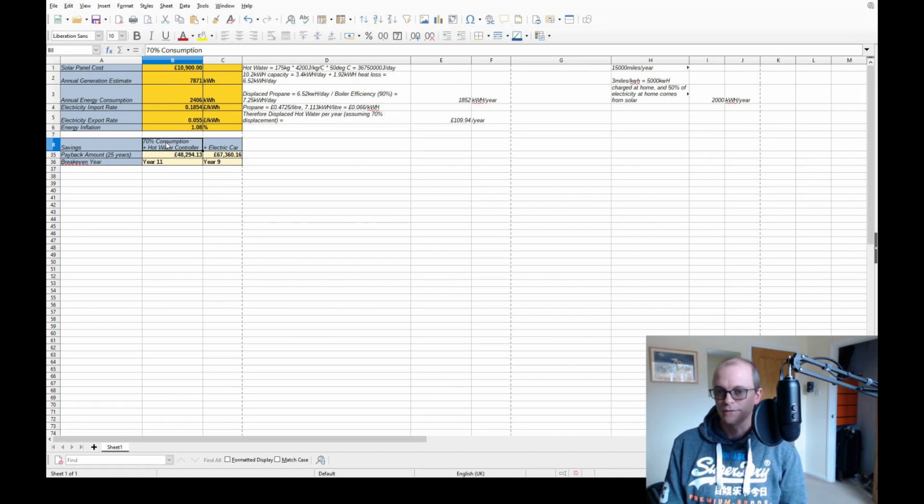But there's one other thing, and that's inflation. Previously, I assumed a 6% rate of inflation for the price of electricity. But the fact of the matter is that last year, the price of electricity was 15 pence per kilowatt hour. And now it's 18.5 pence per kilowatt hour as of the middle of May. So that's a 23% rate of inflation.